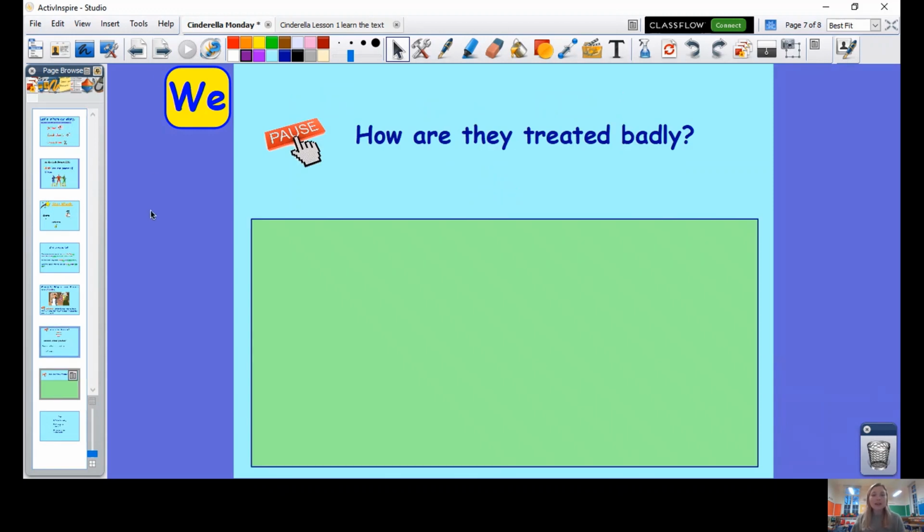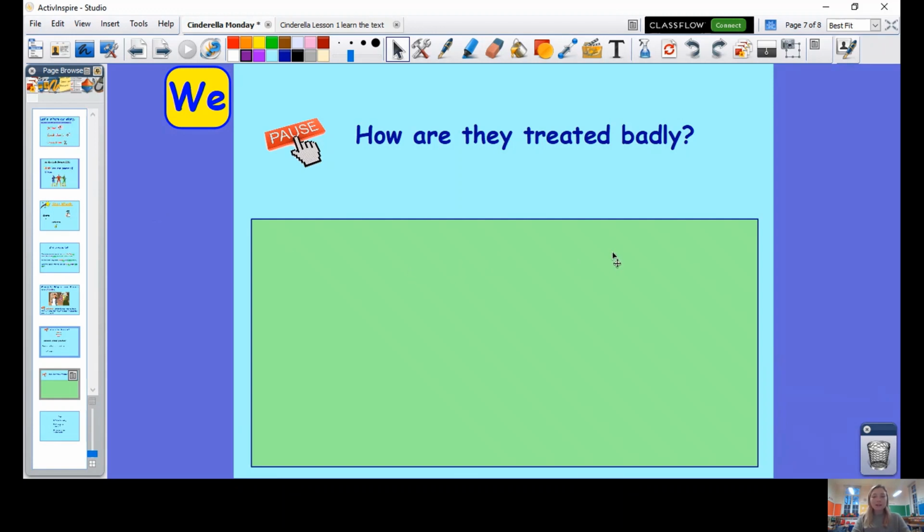The second thing we're going to get some ideas on is, how are they treated badly? How is Cinderella treated in her house, which makes it really important that we know that she's treated badly? Okay, so remember in our first story, she has to scrub the floors, wash the dishes, and brush her sister's hair. Can you think of 3 more things that Cinderella might be forced to do? Pause me and play me when you're ready.